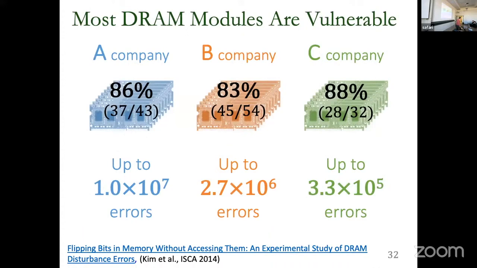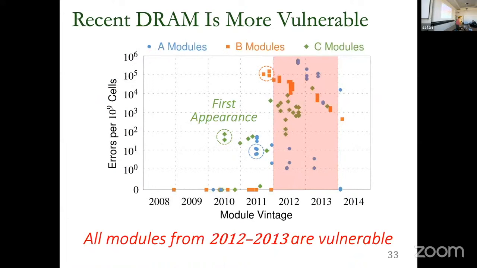And we showed that more than 80% of the modules that were manufactured by three major DRAM manufacturers are actually vulnerable to this problem. You can actually induce bit flips in more than 80% of them. I believe we could have induced more if we knew what we know at this point. So that number might have been closer to 100%. But of course, I cannot verify it. I cannot go back in time and test the same modules. But we know a lot more right now. This is the first study that shows this.